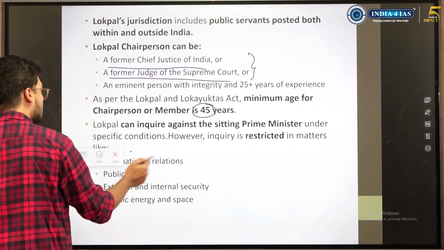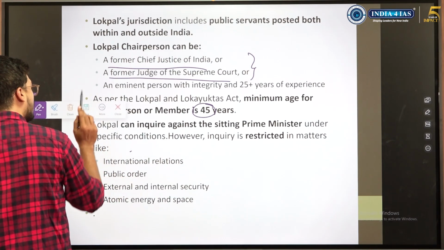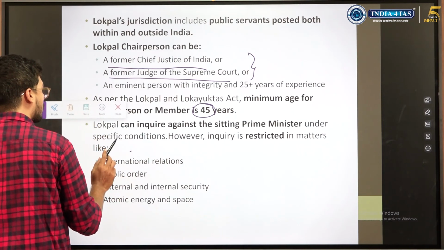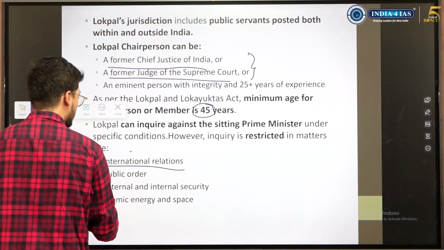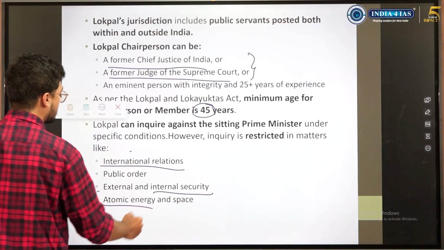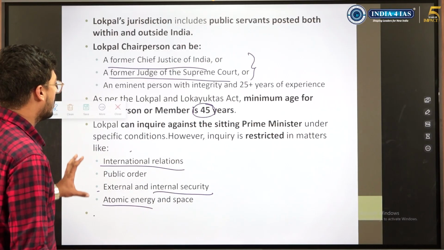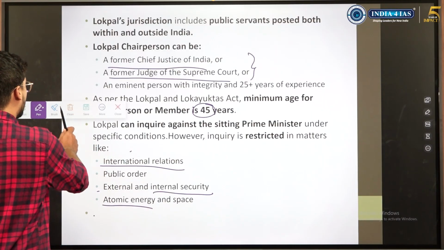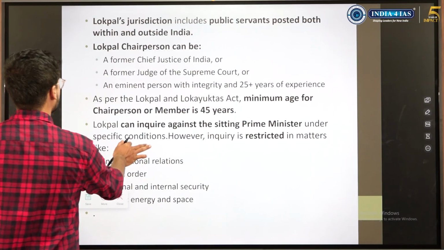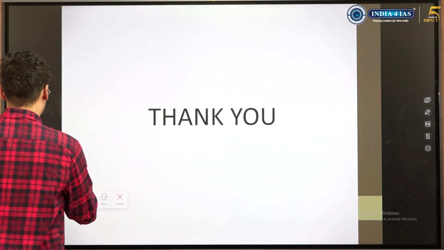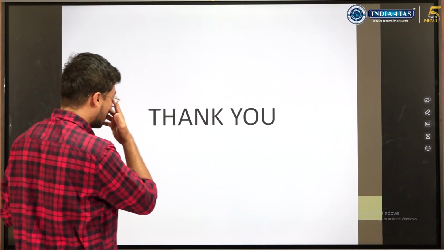And even the prime minister is subjected to Lokpal, only he is not subjected if it is under certain specified conditions such as international relation, internal security or atomic energy. ಈ ತರ important matters ಬಂದ್ರೆ then Lokpal power shall not be applicable over prime minister. So this was all about it.